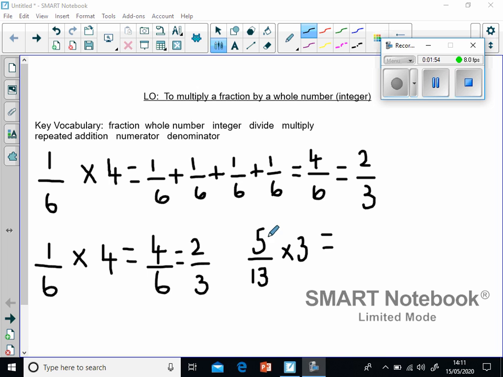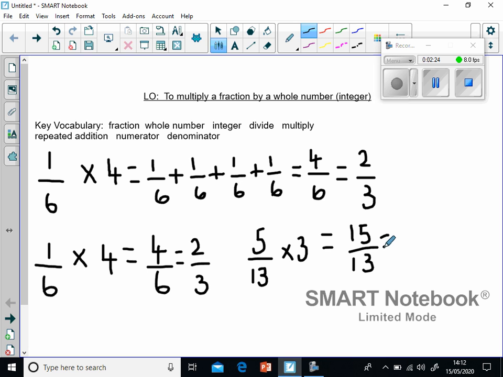Now here I've got 5/13 times 3. So what you do, you times your numerator, which is 5 times 3, so that's 15. Put that at the top. And then your denominator, 13, stays the same.